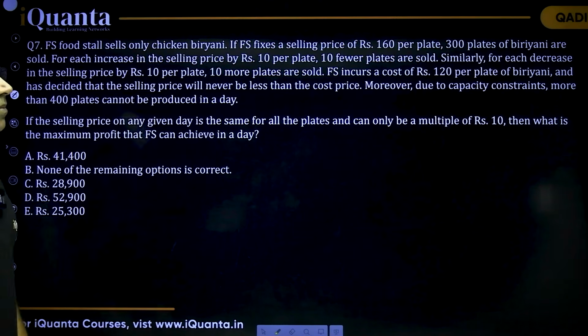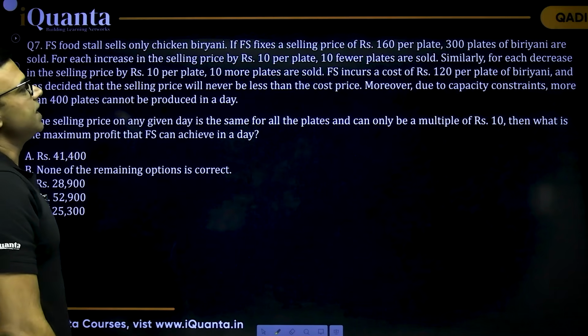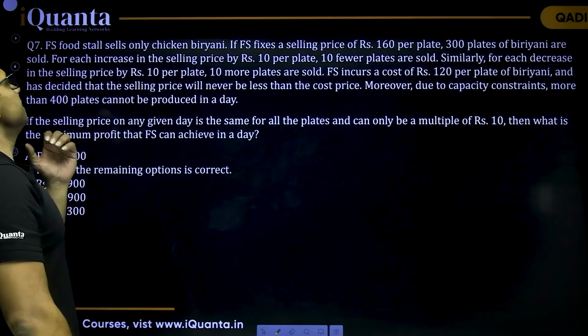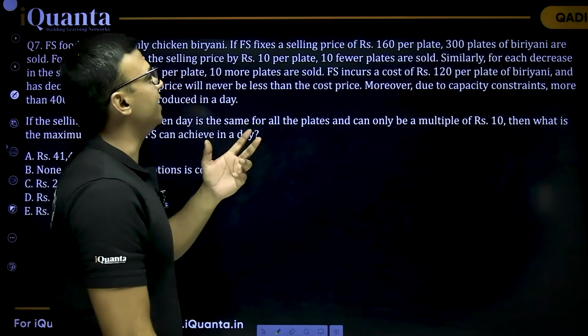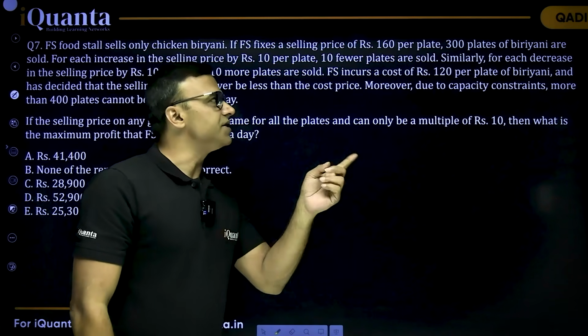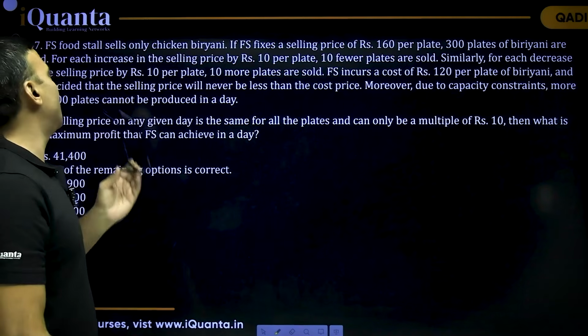Now this one is a very beautiful question of algebra, repeated many times in CAT and XAT both. It says FS food stall sells only chicken biryani. If FS fixes a selling price of rupees 160 per plate, 300 plates of biryani are sold.